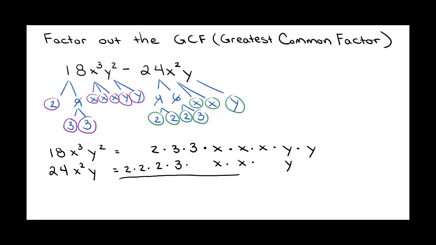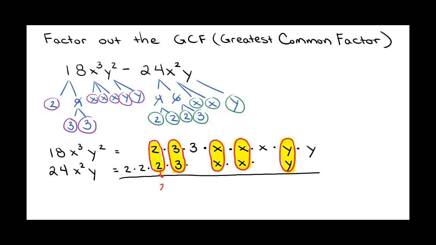Now let's look for the factors that these two terms have in common. I'm going to highlight those in yellow. They both have in common a factor of 2, a factor of 3, a factor of x, another factor of x, and they also have in common a factor of y. So the GCF is going to be made up of one of each of these common factors here. So I know I'm going to have a factor of 2, a factor of 3, 2 factors of x, and I'm also going to need a factor of y in the GCF.